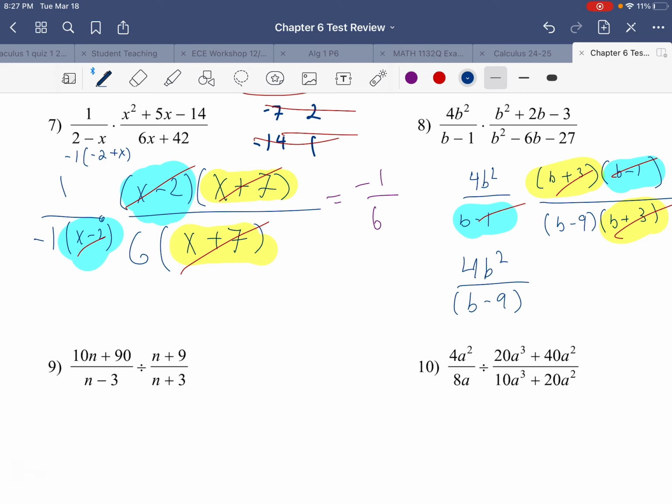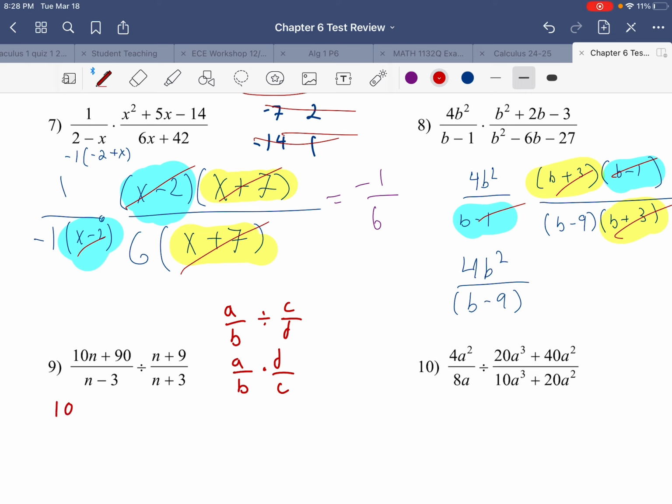For number 9, it is 10n plus 90 divided by n minus 3, divided by n plus 9 over n plus 3. I had A over B divided by C over D. Some people were taught like the keep, change, flip. I like to think of it as changing to multiplication, and now multiplying by the reciprocal. Reciprocal is a fancy way of saying that this fraction is flipped. What was in the numerator is now in the denominator. What's in the denominator is now in the numerator.